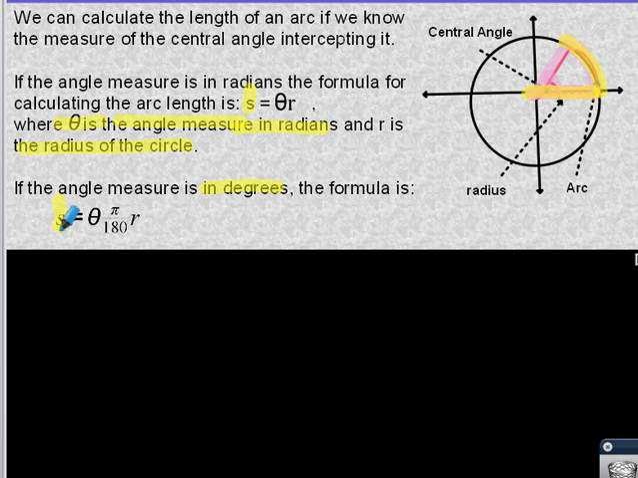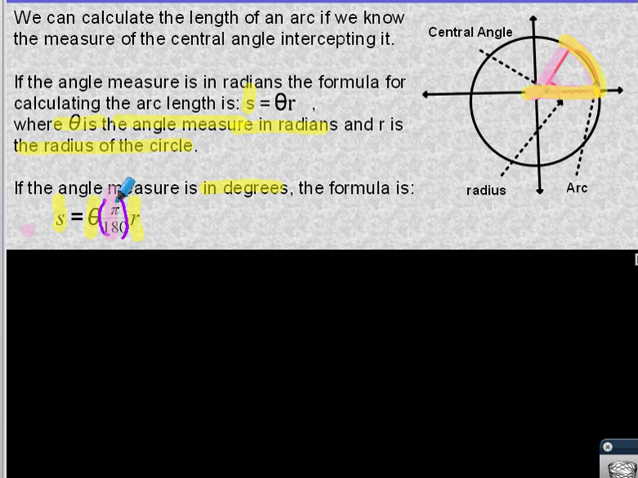Okay, so in degrees, you'll see the theta, which is our central angle, and r, which is our radius. What's added? Well, the conversion factor here. So remember, this converts degrees to radians, so we're just going to take our angle, convert it to radians, which is what this piece here does, and then multiply it by the radius. So that's the only difference.